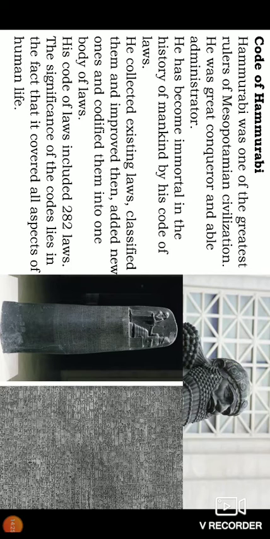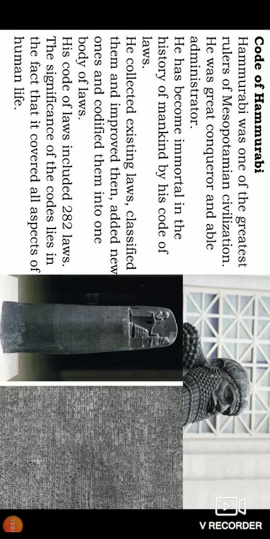He was one of the greatest rulers of Mesopotamian civilization. He was a great conqueror and able administrator. He conquered the whole of Mesopotamia. He was an enlightened monarch, or despot, or ruler, as I can call it. He united the entire Mesopotamian region, Sumer and Akkad, and divided the entire kingdom into small provinces, and these provinces were further divided into districts. He personally supervised the administration.